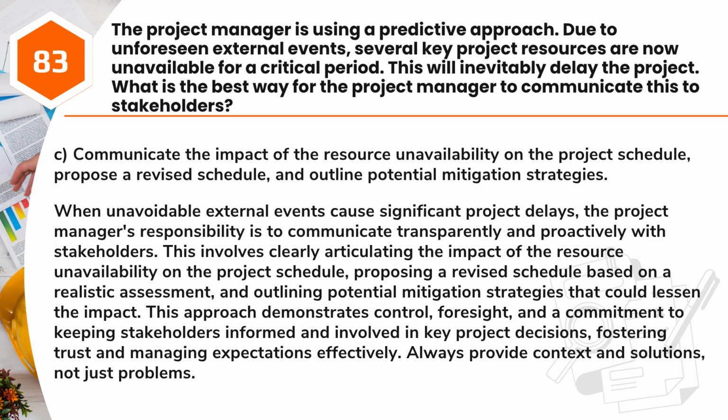Answer: C. Communicate the impact of the resource unavailability on the project schedule, propose a revised schedule, and outline potential mitigation strategies. When unavoidable external events cause significant project delays, the project manager's responsibility is to communicate transparently and proactively with stakeholders. This involves clearly articulating the impact of the resource unavailability on the project schedule, proposing a revised schedule based on a realistic assessment, and outlining potential mitigation strategies that could lessen the impact.